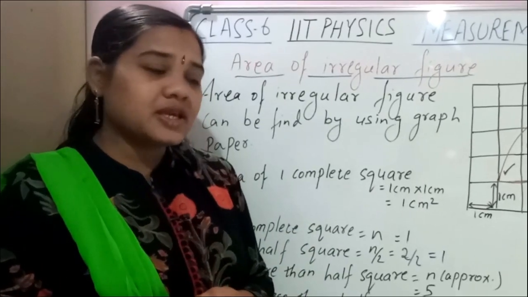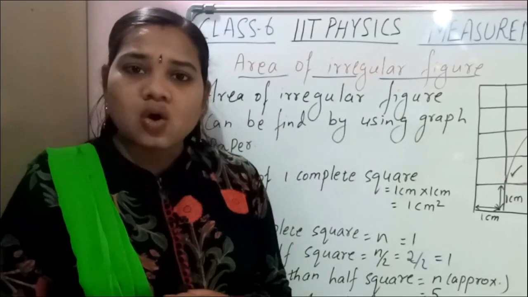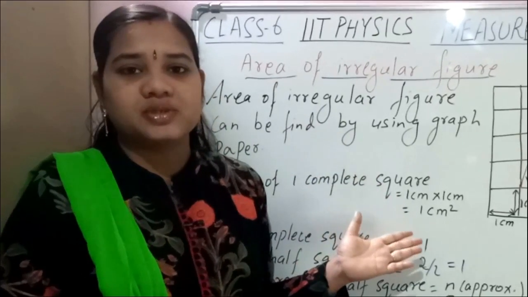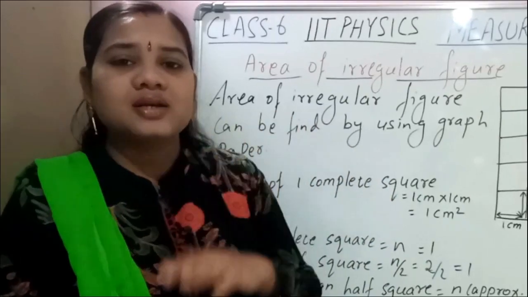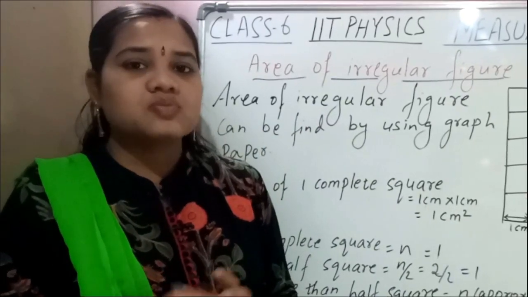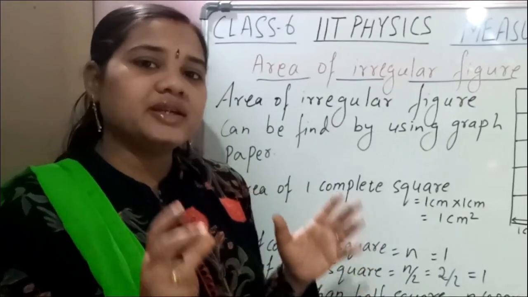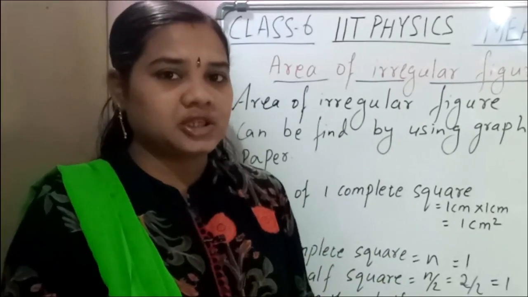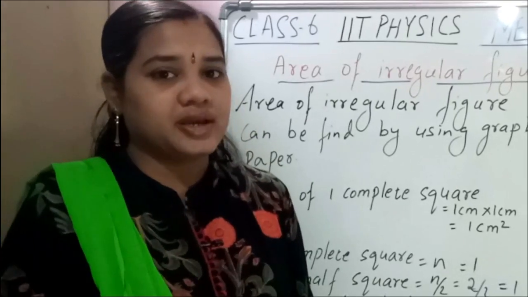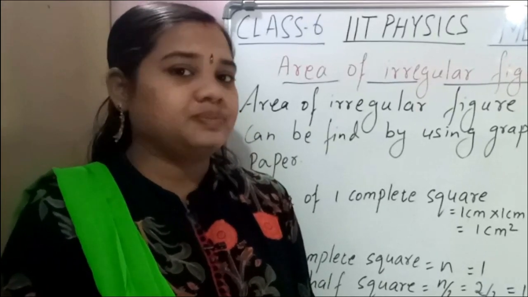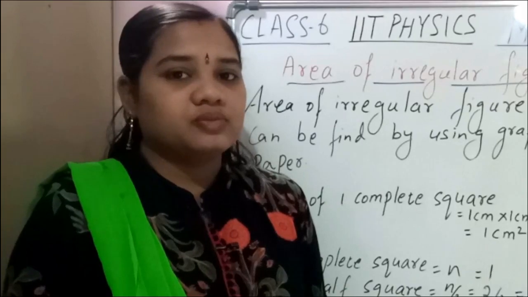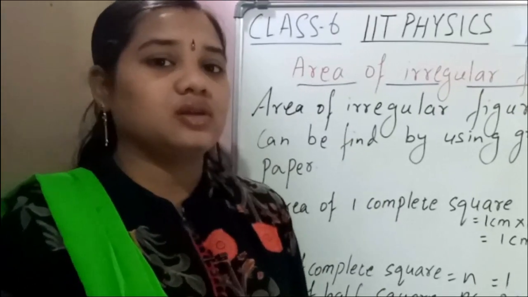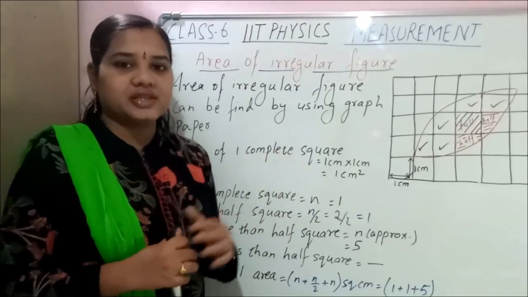But you will see there are so many things around us. All the things are not in regular shape. There are some regular shape objects and some irregular shape objects, which do not have any definite shape, size or pattern. For example, suppose you take one leaf. Is it a regular shape? No. So how to find the area of such an irregular object? That we will discuss today.